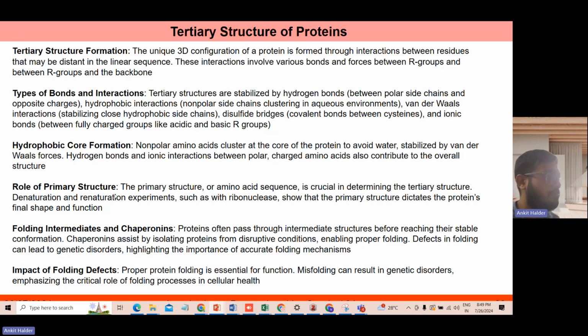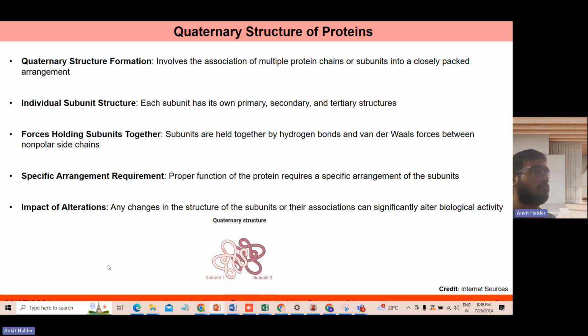Then we have the role of primary structure that we have seen in the antisense experiment. Then we have the folding intermediates and chaperones, which help reach the stable configuration, and the folding defects, as you can understand. Misfolding can result in various disorders and cellular death. And finally, the quaternary structure forms between subunits, like the hemoglobin A and B subunits. But still, the tertiary structure is very much important.